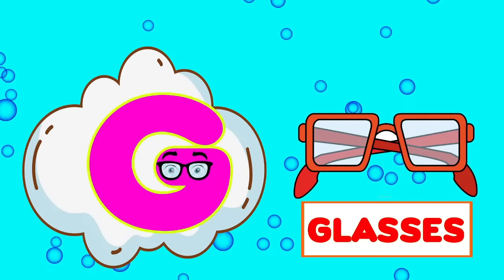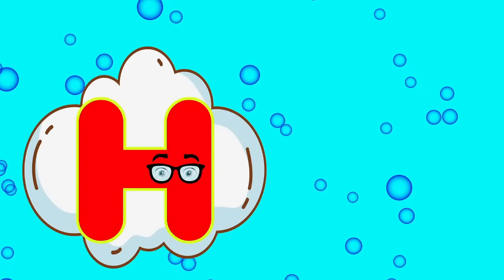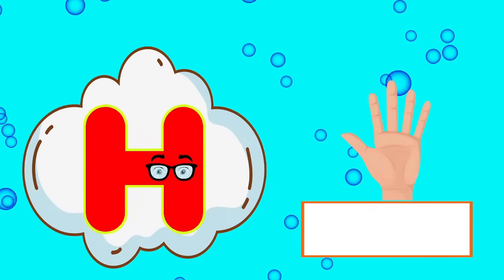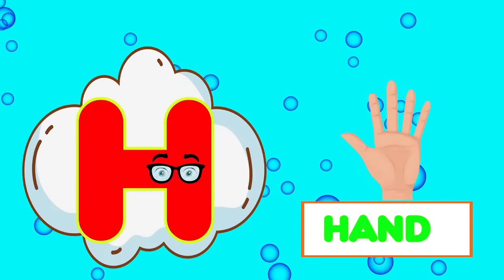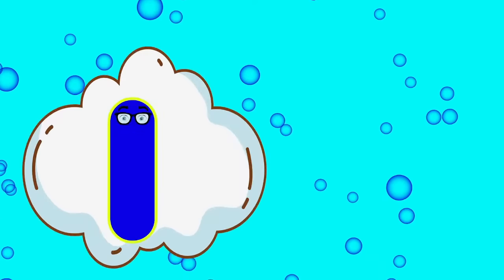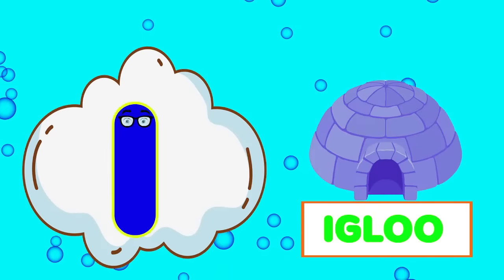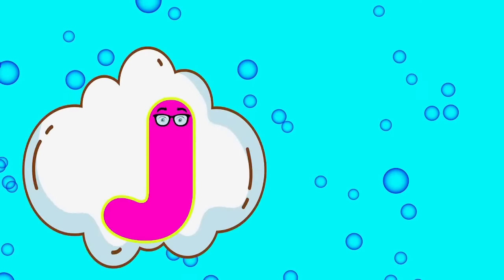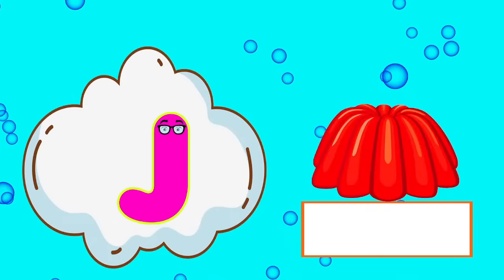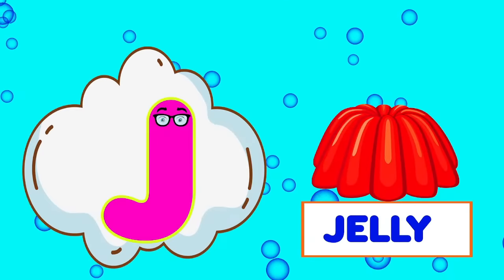Glasses, glasses, G, glasses. H is for hand, hand, hand, H, hand. I is for igloo, igloo, I, igloo. J is for jelly, j, j, jelly, J, jelly.